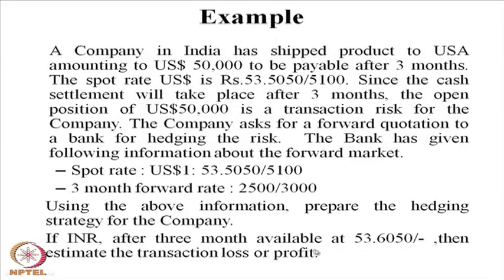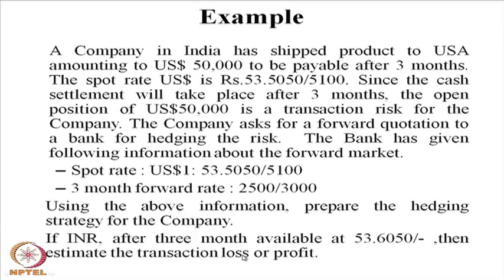2500 and 3000 points. So, now this information is given to the bank, given to the authorized dealer by the bank, and in this process the problem has also given you some other indication. The indication is here, if you go through that: if INR after 3 months is available at 53.6050, then estimate the transaction loss or profit.